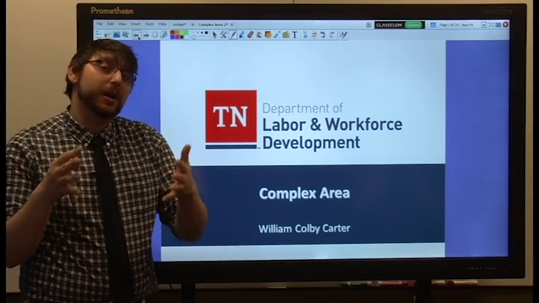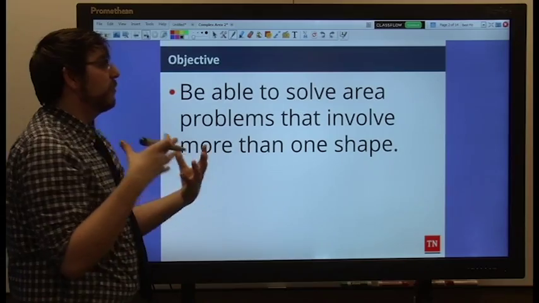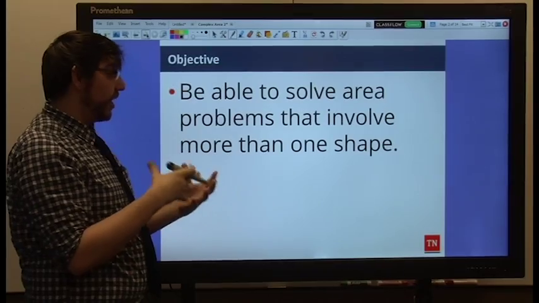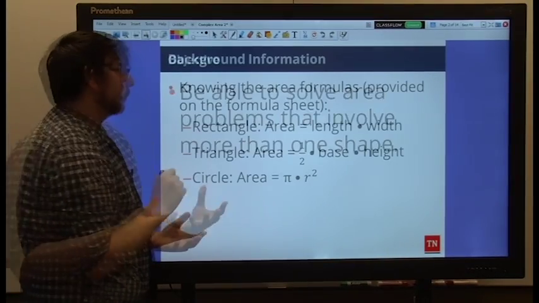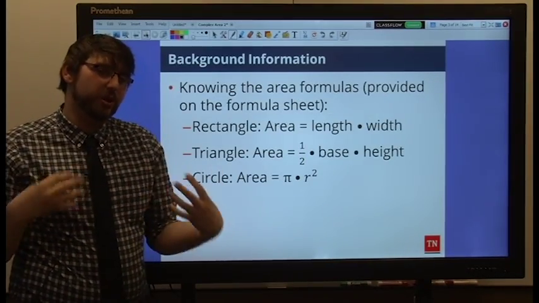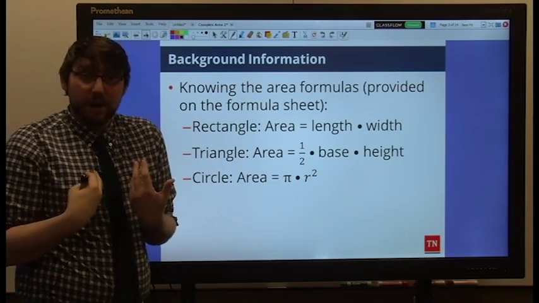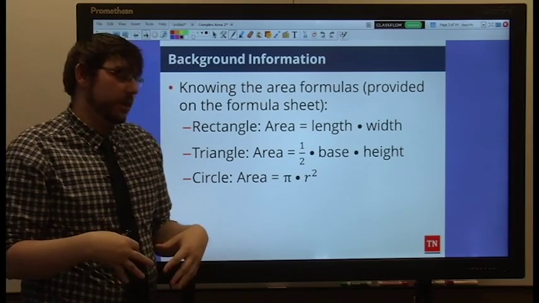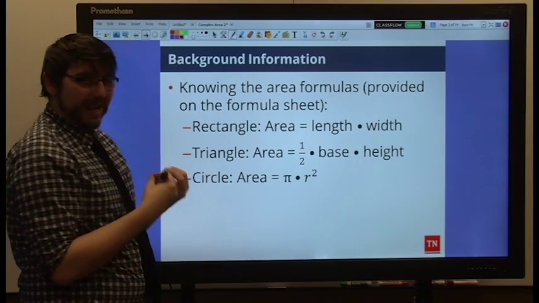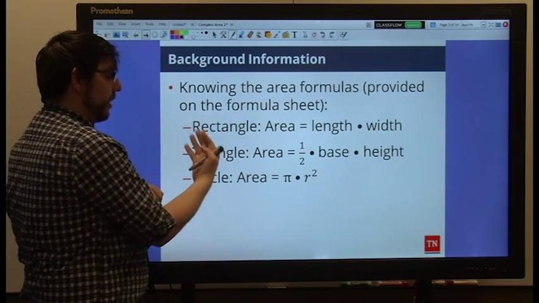For this lesson, we're going to talk about complex area. The objective of today's lesson is to be able to solve area problems that involve more than one shape. Some background knowledge you have to know in order to do these types of problems would be knowing your area formulas. Lucky for us, those are given to us on the formula sheet. Now, the three ones you're really going to have to dive into is rectangle, triangle, and circle.